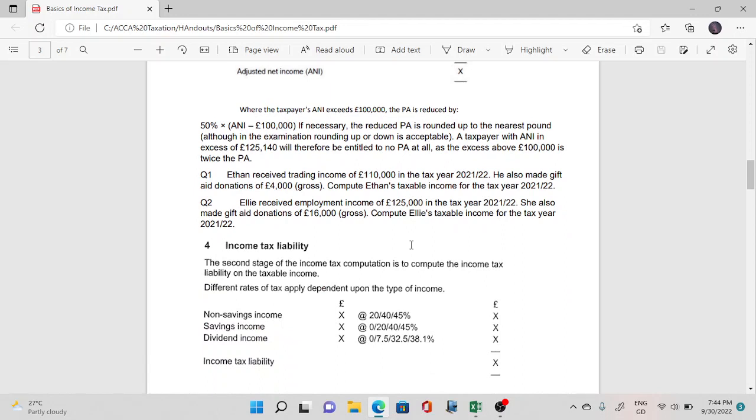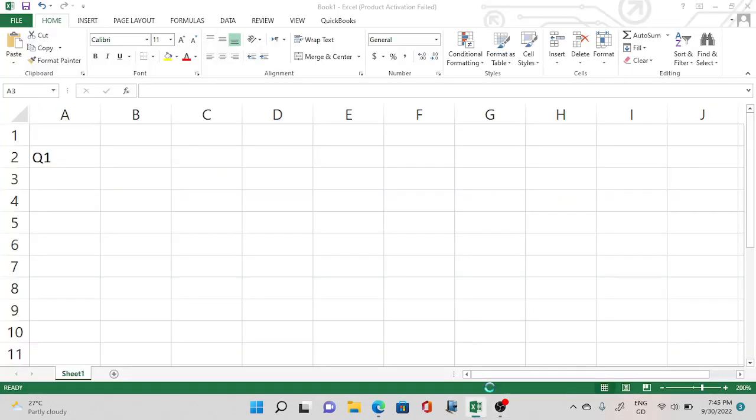Ethan received trading income of £110,000 in the tax year 21-22. He also made gift aid donations of 4,000 gross. Compute Ethan's taxable income for the tax year 21-22. So let's do it on Excel. Just wait for a while. Okay, it's here.